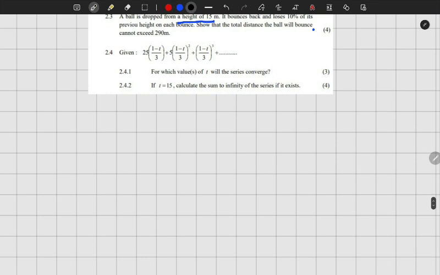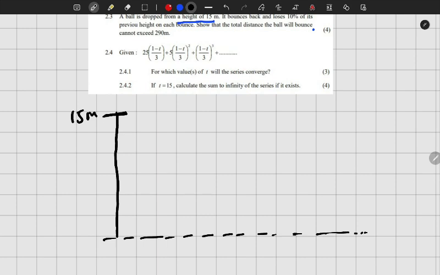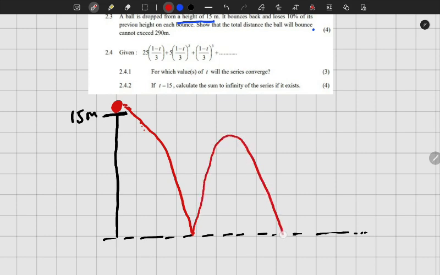Let's try to draw that here. We have a height of 15 meters. Then this is our ground. So they're taking this ball and it's being dropped, it's going to hit the ground. After hitting the ground, it's going to bounce to a certain height. It hits the ground again, bounces, reaches the height, and so on.